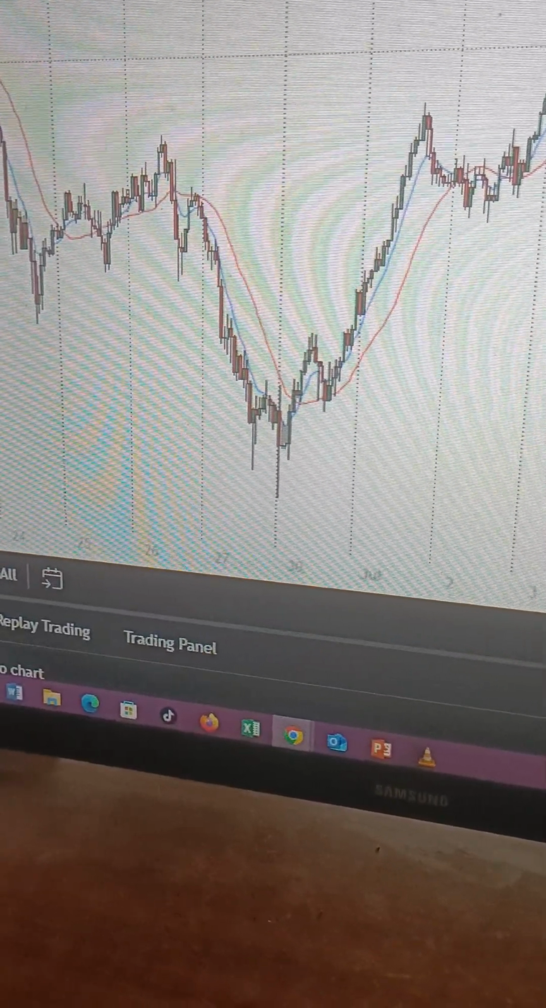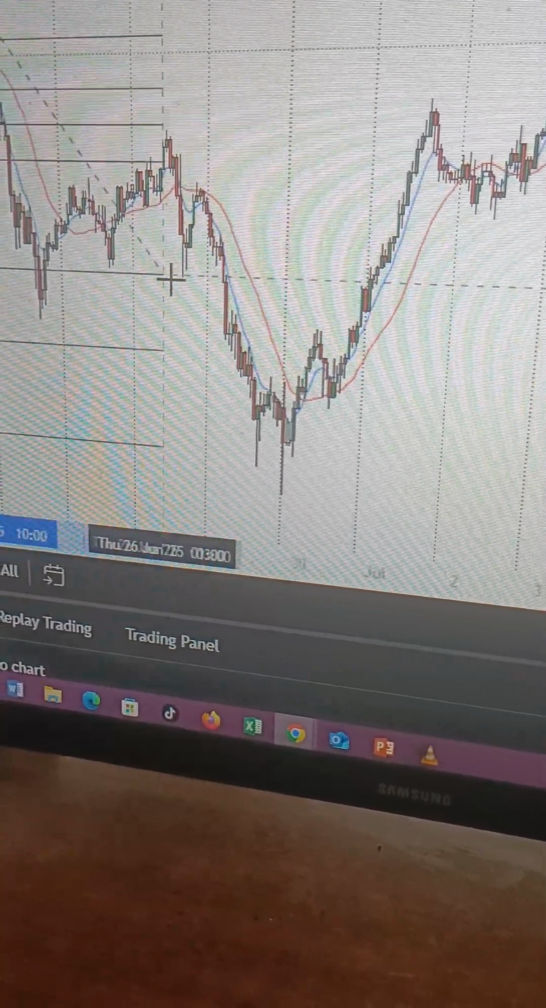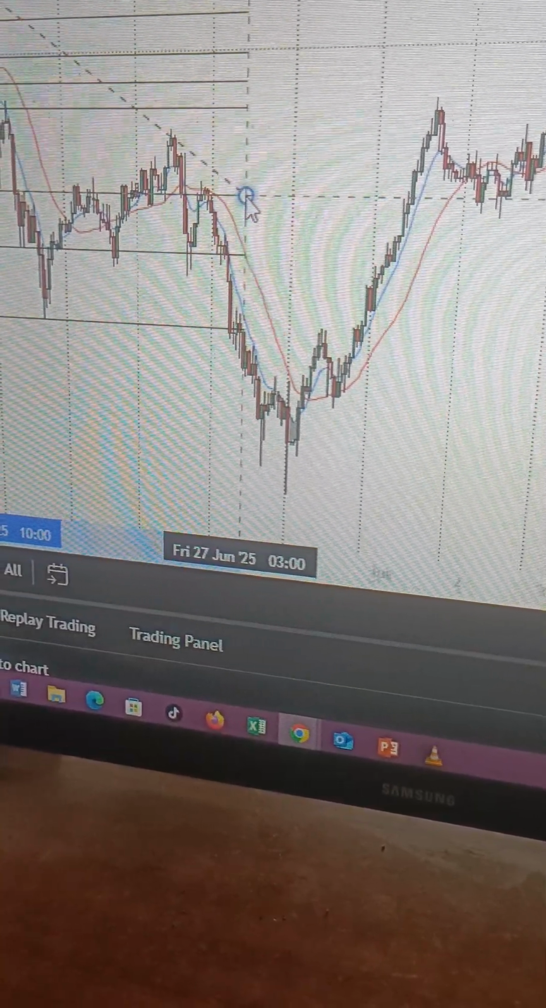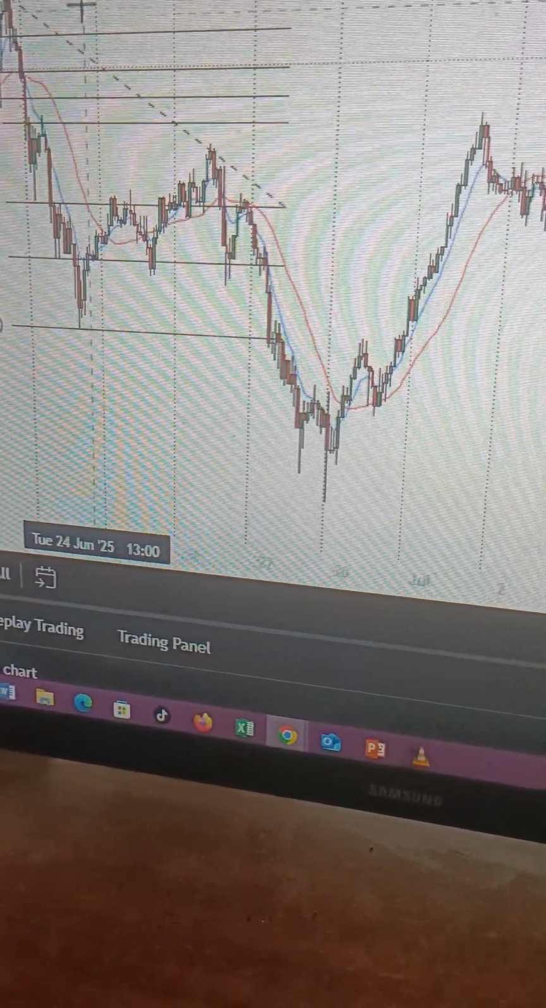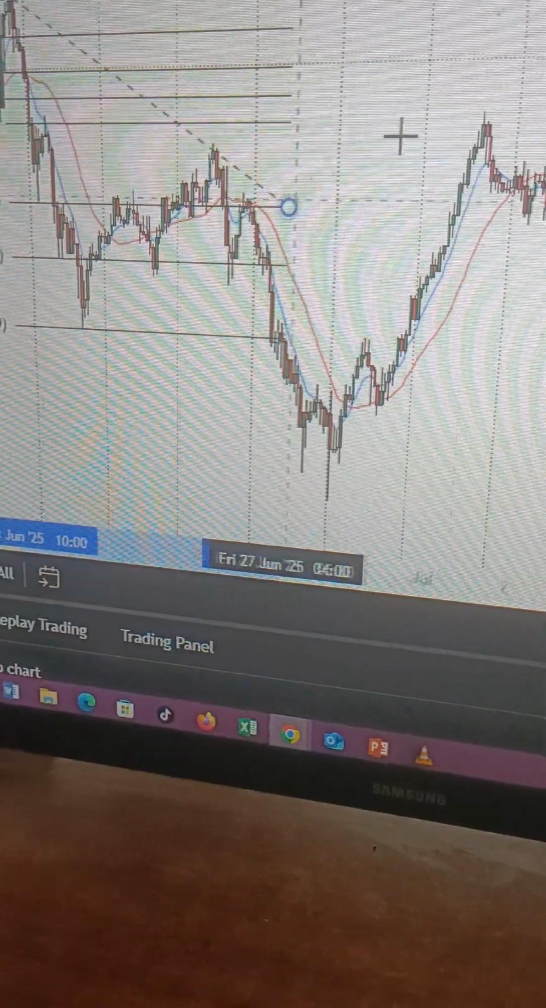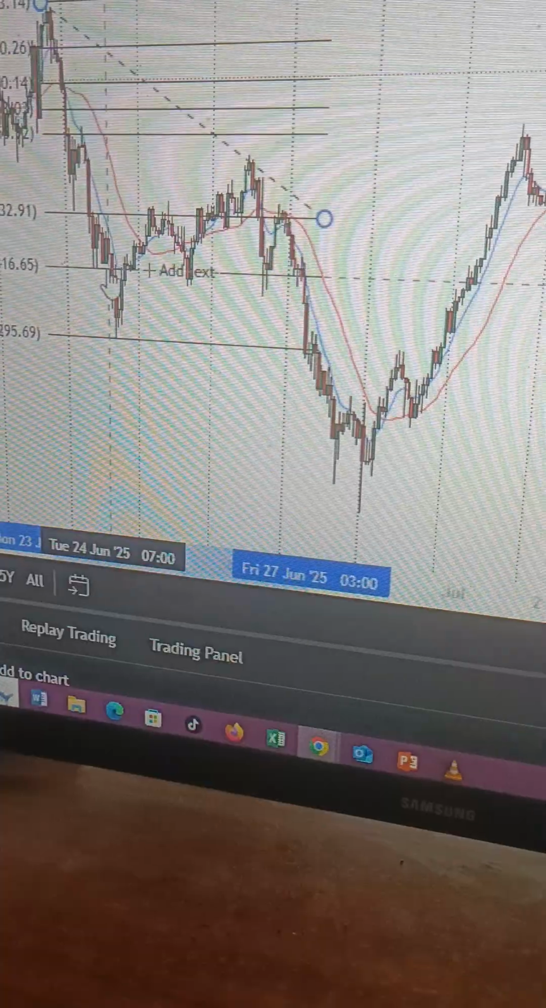Want me to check this one too? Maybe, hope we have some time. Here we go. This one is good. This one is a good pullback. Then we sold.